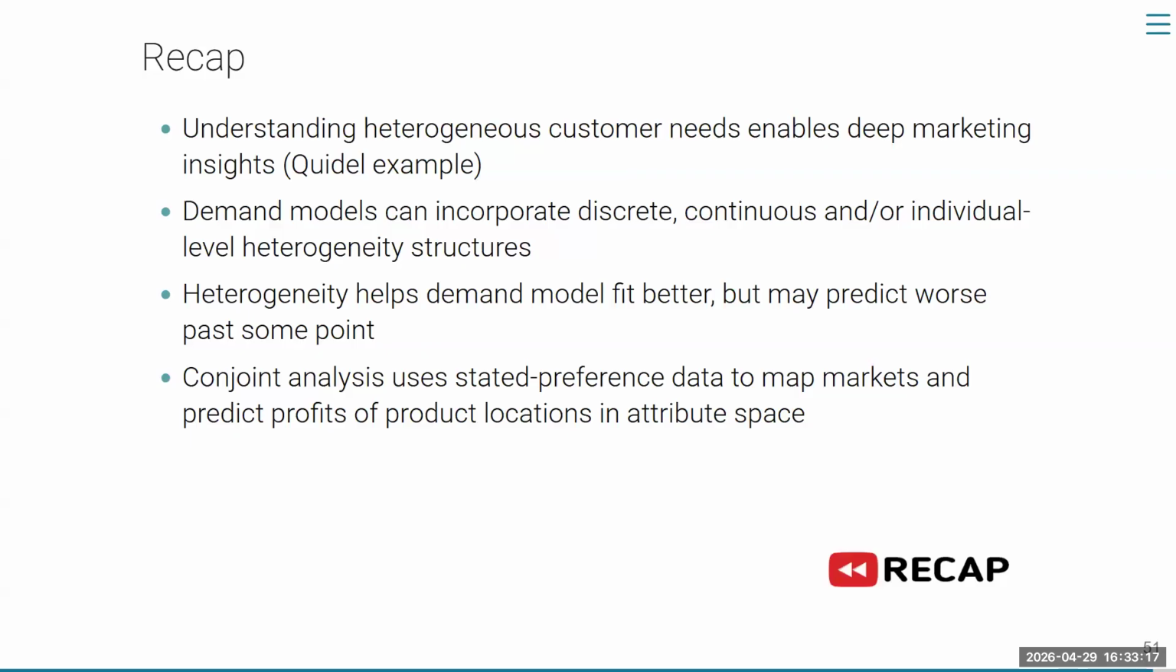To wrap up, what I hope you can take away from today is that understanding customer heterogeneity enables really profitable strategies that would be hard or maybe impossible to find otherwise. There are three main ways that we can incorporate heterogeneity into our demand model. It typically helps the model to fit better, but it may cause the model's predictions to suffer. So we have to balance our objective criteria. And one of the most popular ways this gets used is in stated preference data through conjoint analysis to decide what types of products to offer in the future.